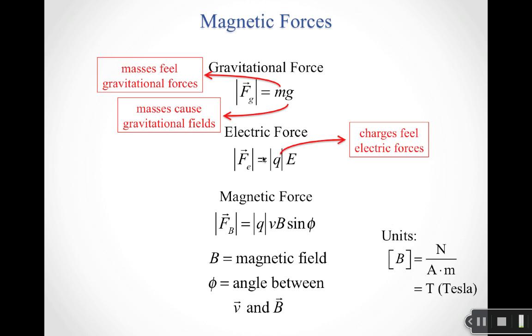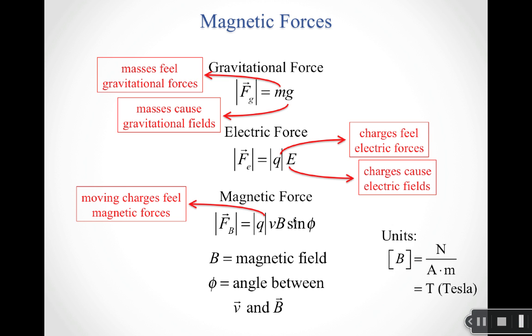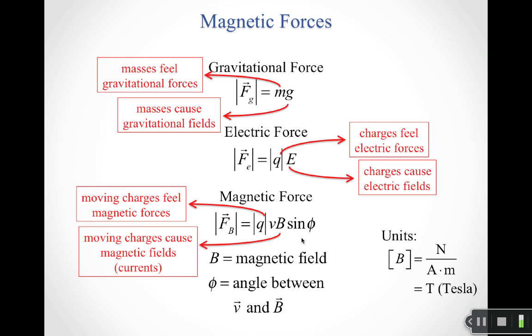The electric force, well, a charge is going to feel an electric force because charges also cause electric fields. So again, the interaction here is between two charges. So you've got one charge that's causing the electric field, then the second charge is feeling an electric force by being in that electric field. So what's our magnetic force equation telling us? Well, basically, it's telling us that moving charges feel magnetic forces. And what we'll see is that, sure enough, moving charges cause magnetic fields.